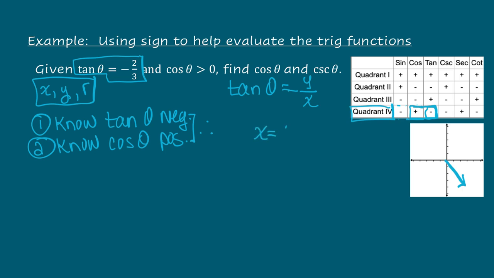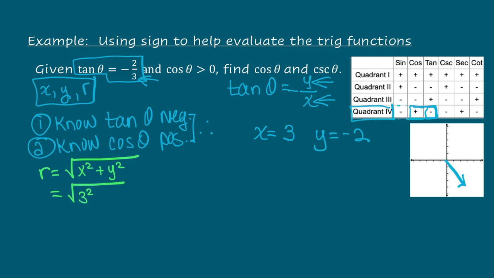So now I know that my x value is going to be 3. It's going to be a positive value because it's a 3 on the bottom. So this value is 3. And this value is going to be my y value, which is negative 2. So now I can solve for r. R is equal to the square root of x squared plus y squared. So I have square root of 3 squared plus negative 2 squared. So 9 plus 4, square root 13.